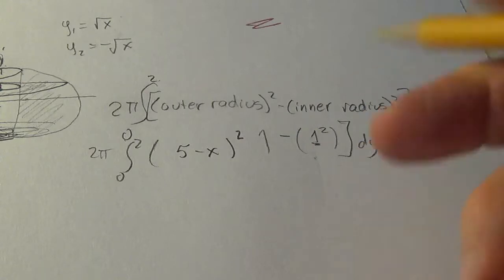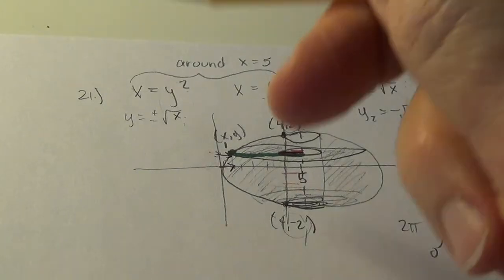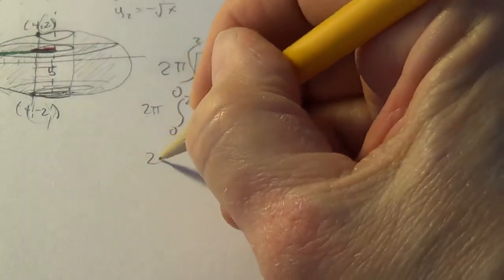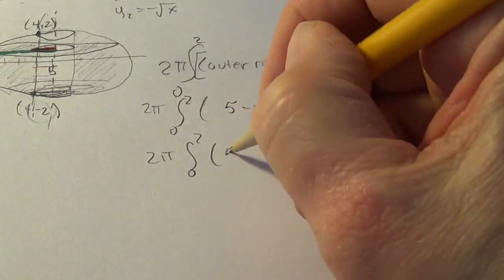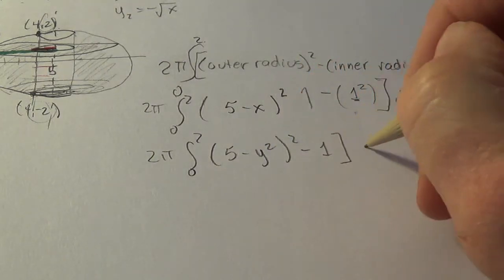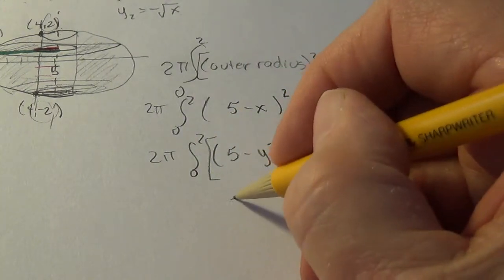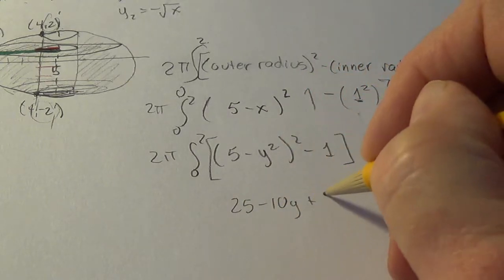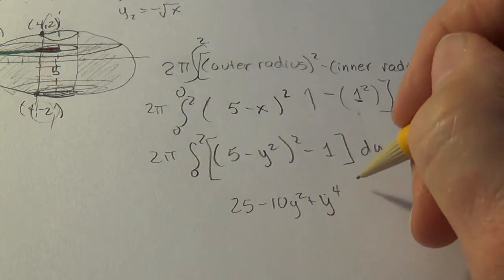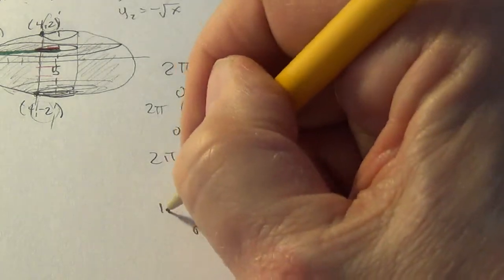However, I have to work in y, so I check my function and I see that x is the same as y squared, which is not too hard to work with. So everywhere there is an x, I replace it with a y squared. All right. We have to square this binomial, which isn't too bad. And subtract 1. Integrate.